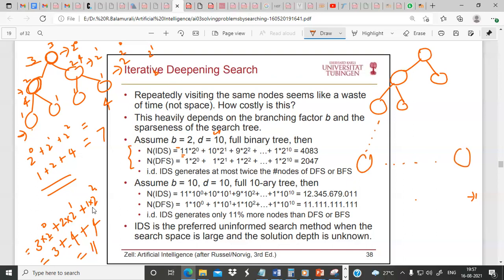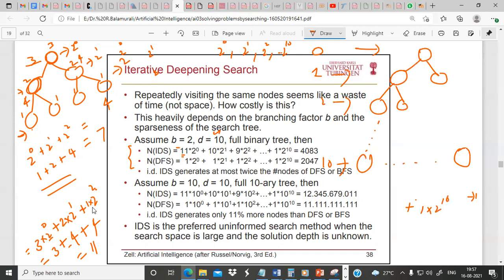Okay. Now at the 10th level, how many nodes do we have? The numbering is from 0 to 10 only. This is the 0th level, this is the first level, this is the second level, this is the 10th level. At the 0th level, we have 2 to the power 0 nodes. At depth 1, we have 2 to the power 1 nodes. At depth 2, we have 2 to the power 2 nodes. So at depth 10, we have 2 to the power 10 nodes. And these nodes will be explored how many times? Only one time. So it is 1 into 2 to the power 10.